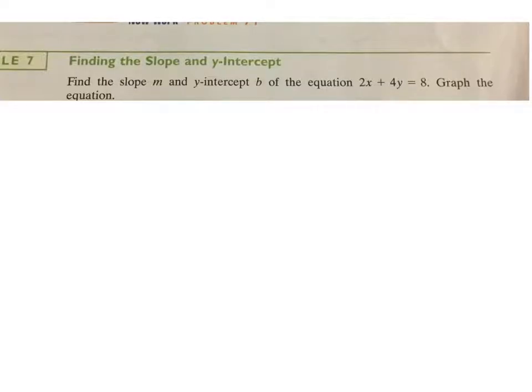Now, for this problem, it tells me to find the slope and the y-intercept of the following equation, which is 2x plus 4y equals 8. And then I have to graph this equation. First thing, I cannot find the slope and the y-intercept until my equation is in slope-intercept form. To be in slope-intercept form, the y must be isolated. It must be by itself.